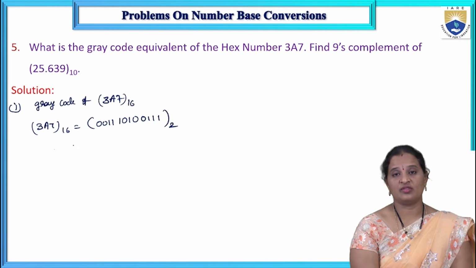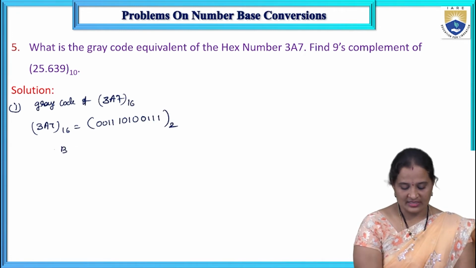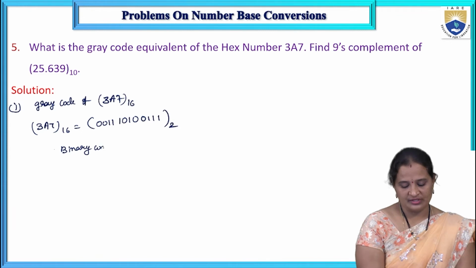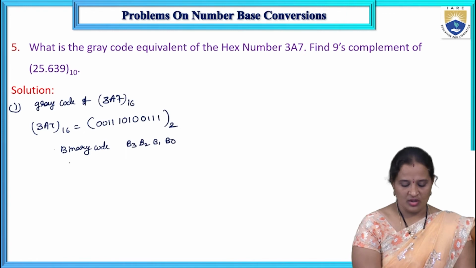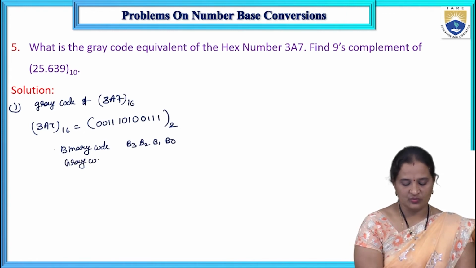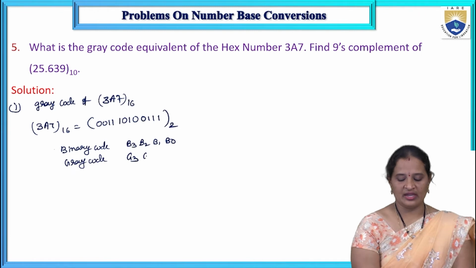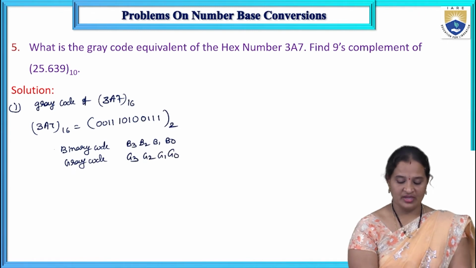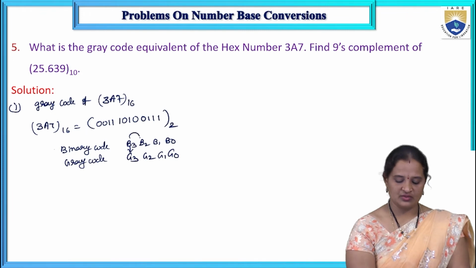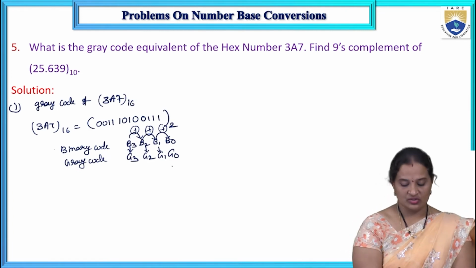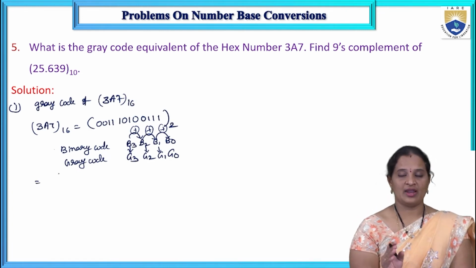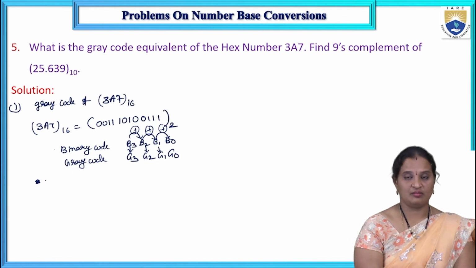Now I am going to find out the Gray code. Let us consider this is a binary code, which is having 4 bits, B3, B2, B1, B0. Now I want to find out the equivalent Gray code, which will also have the same number of bits. G3 is obtained directly from B3, whereas the XOR of these two will give you G2, the XOR of these two will give you G1, and the XOR of these two will give you G0. That means in Gray code as well as binary, the MSB is the same.